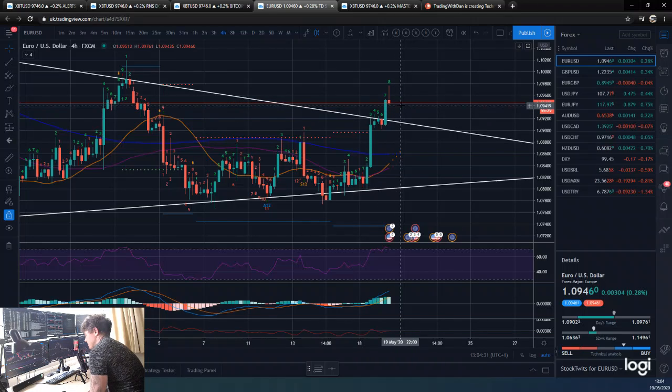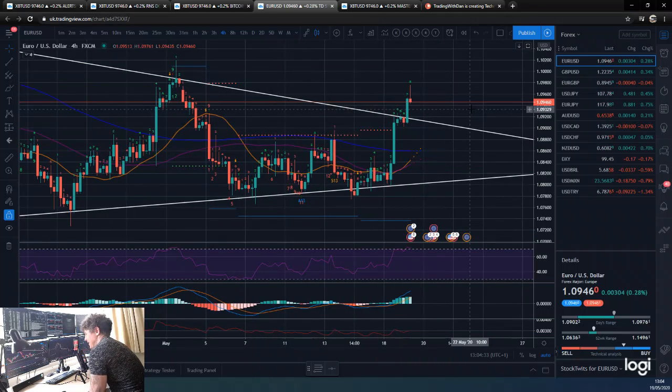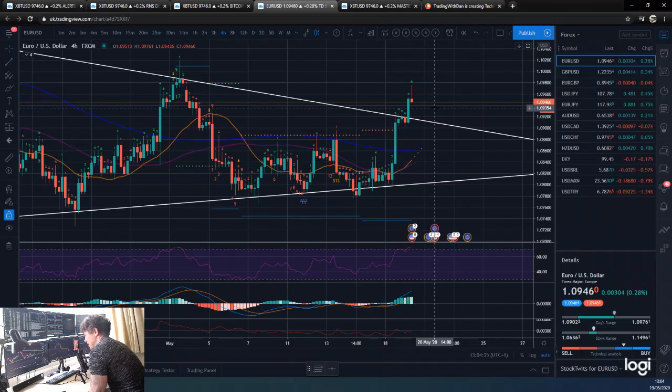Trying to put my bias aside, I do think we're going to come back into the pennant and break out the bottom. But this is a reversal candle, so this could easily signal a move back into it. So we'll see what happens.